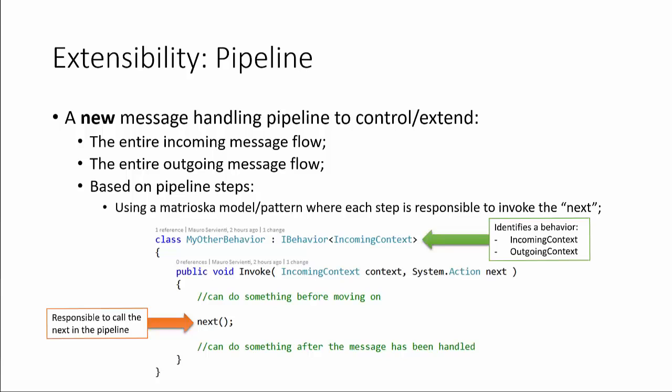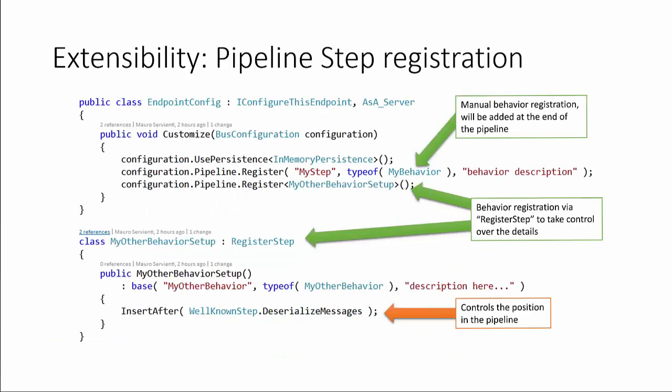How to tell NServiceBus that we want to add this class into the pipeline? We have basically two ways to do that. We can use the register method in the pipeline property on the configuration instance, calling register and passing in 3 arguments, where the first argument will be the ID of the behavior that must be unique at the pipeline level.